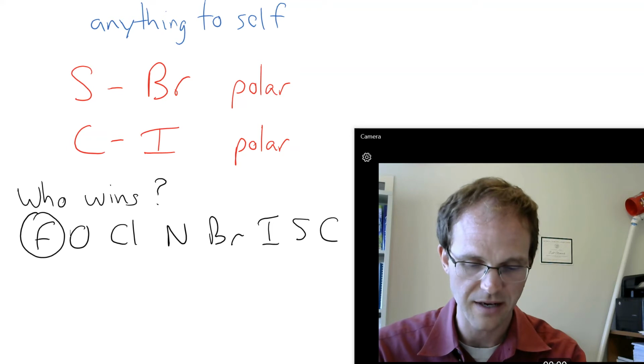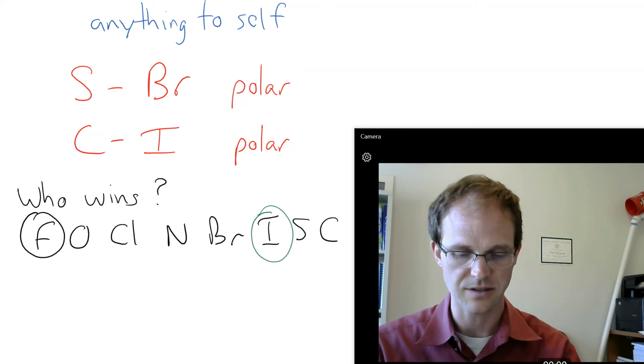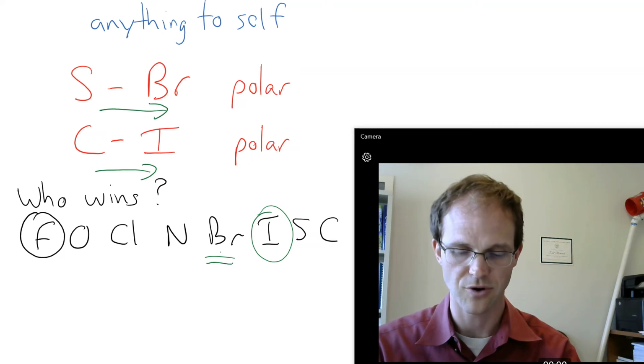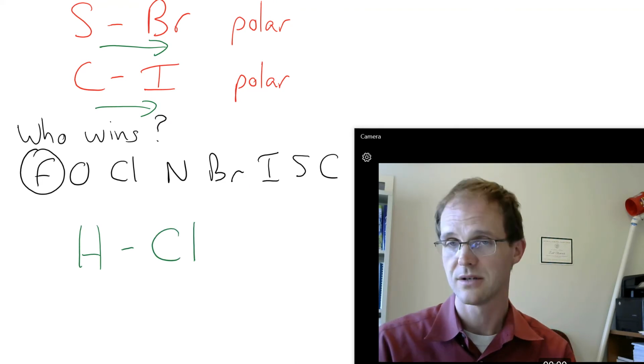So if we go back up to our carbon iodine up there, iodine is over here. He's closer to fluorine, so guess who wins? The iodine does. Sulfur and bromine, bromine's closer, so guess who wins? Bromine does. Okay. What about if we had like an H bonded to a Cl? Who's going to win there?